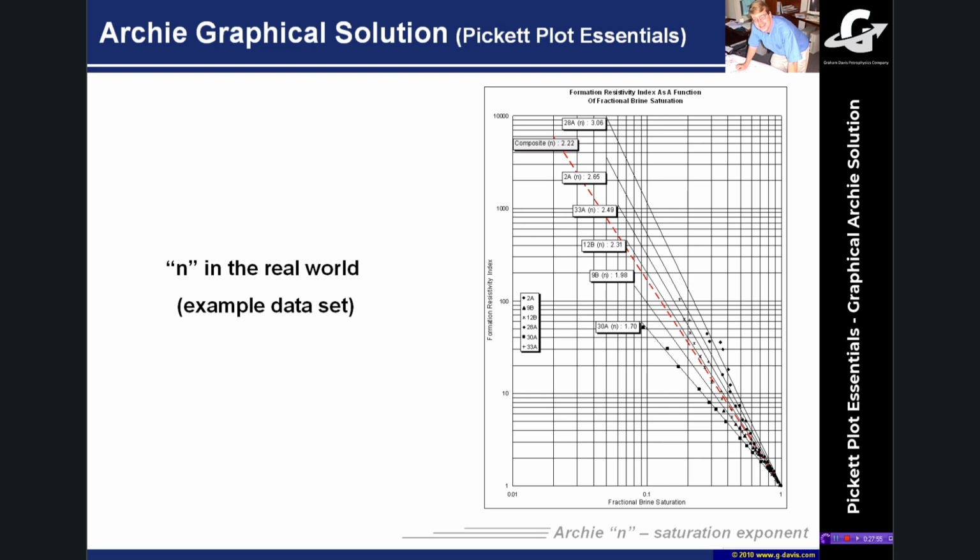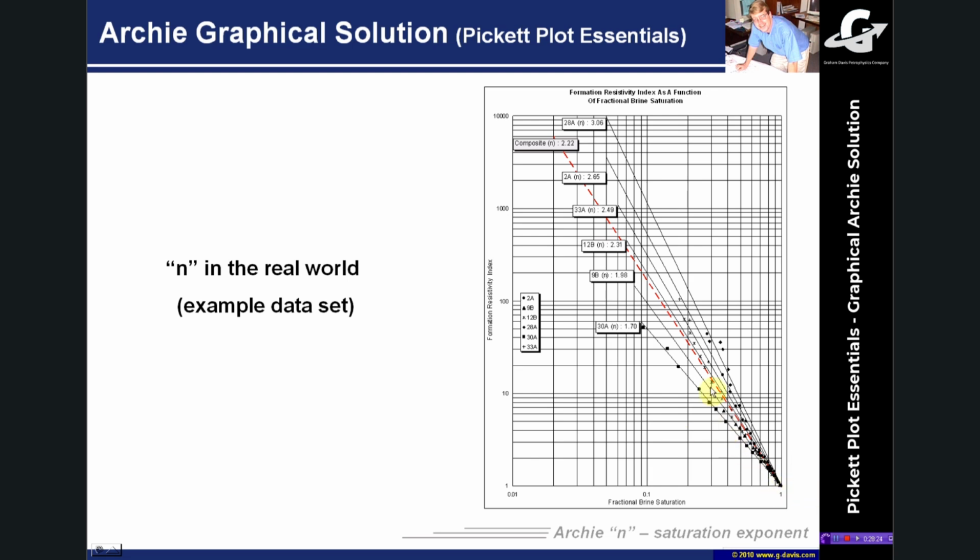Here is an example of some real-world N measurements on a number of core plugs, and here we are making a series of measurements on a single core plug. That's differing from the FRF measurements, which are single measurements on single plugs. Here in our N world, we are making a number of measurements on single plugs, so we're taking a single plug and we're taking it through various desaturation methods. And here are some examples.